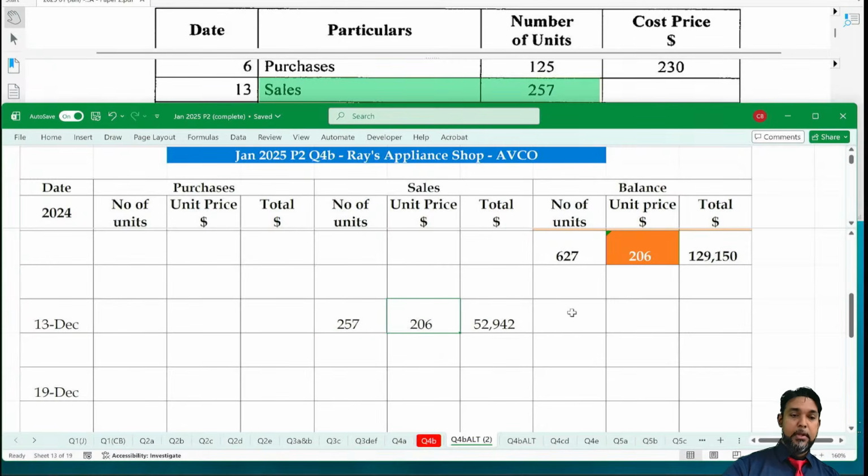Now, check this. We have to have a balance. If we had 627 units initially, and we sold 257, how do we find what's left? We simply find the difference. So 627 minus 257. All right, cool. Right, there you go. Oh, here's Jemai.